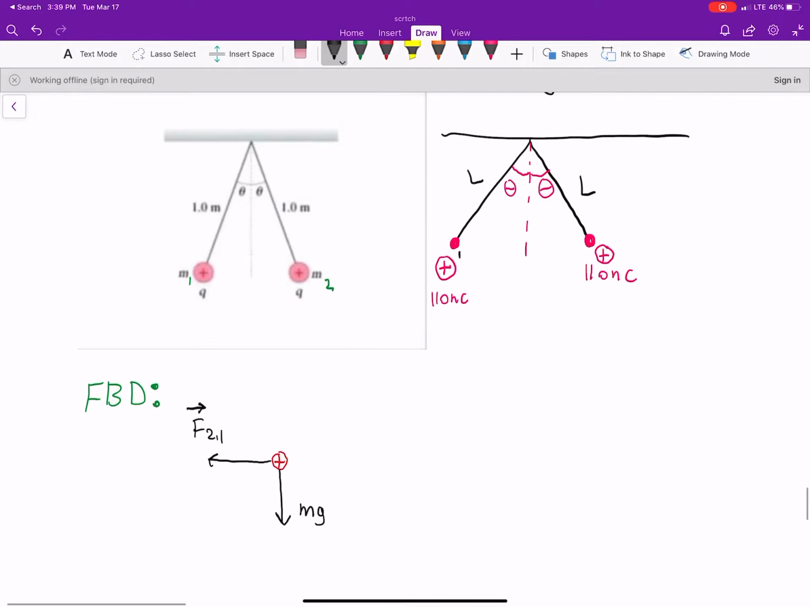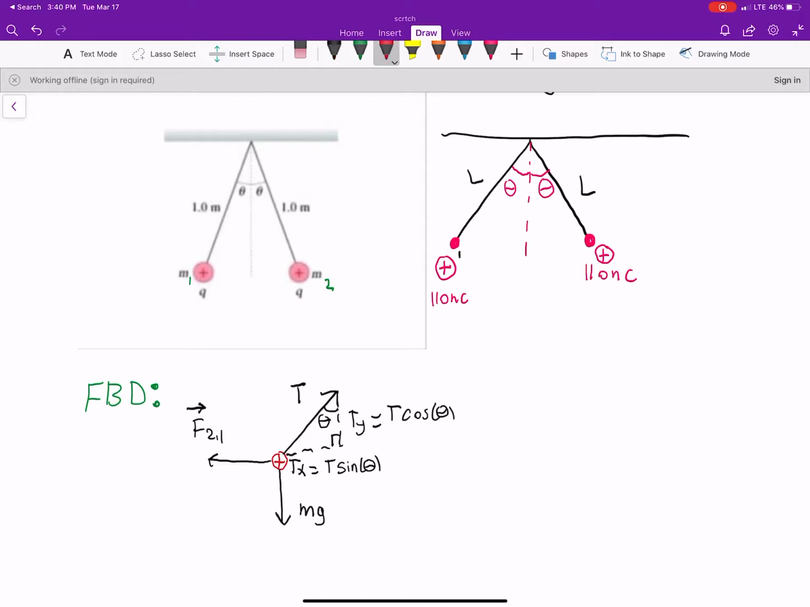Tension in the y direction is T cosine of theta by just doing some right triangle trig. And tension in the x direction is T sine of theta. Okay? You could draw the free body diagram for the second one as well, but it's not necessary. I'm just going to draw it with 1 because they're essentially the same thing. Okay, so we have that.